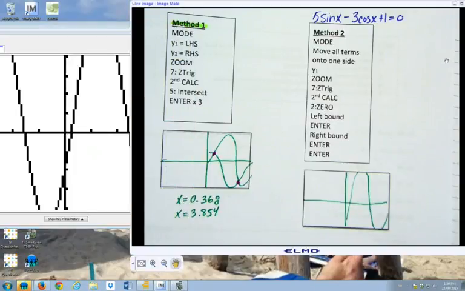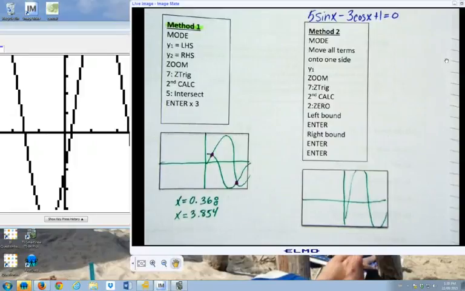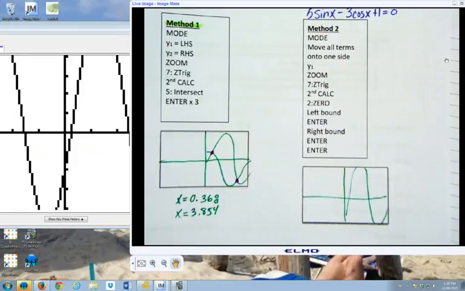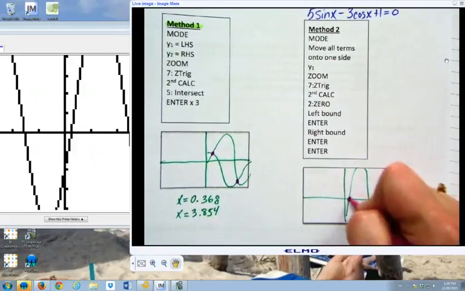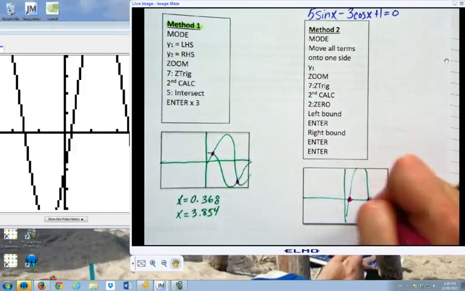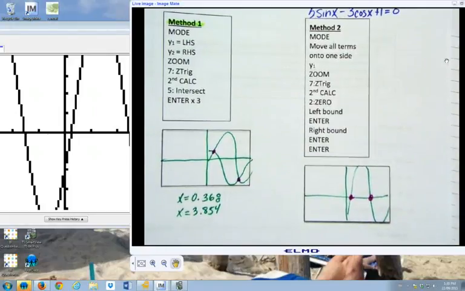What's the definition of an x-intercept? We talked about this a lot last year. Point where the graph crosses the x-axis. So I have 1 x-intercept here, and I have 1 over here. Again, ignoring the left-hand side because it doesn't matter for us right now.